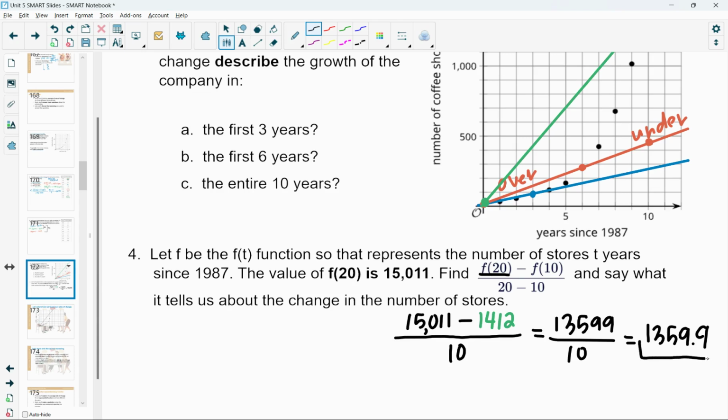Okay, so this is the change from 1997 to 2007, 20 years after 1987. There's your growth change. And if you want, you can compare that to the original change in the first 3 years, right? And remember that was like 22.3 stores per year.